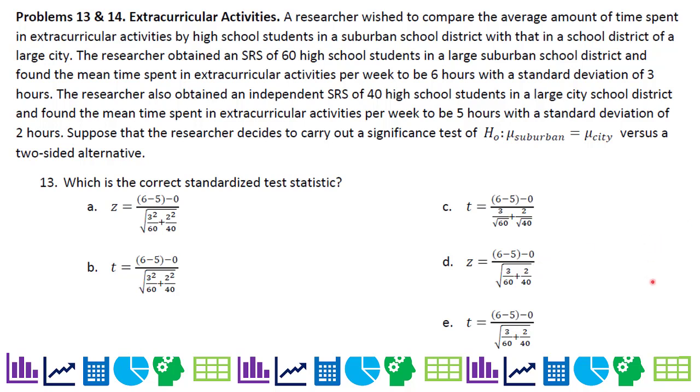Suppose that the researcher decides to carry out a significance test, H0, that the mean suburban time and the mean city time were the same versus a 2-sided alternative. So 2-sided just means that the alternate is not equals to, not less than, not greater than. It could be either one. So first of all, we have our data from our samples. We have the mean, the standard deviation, and the sample size for both samples.